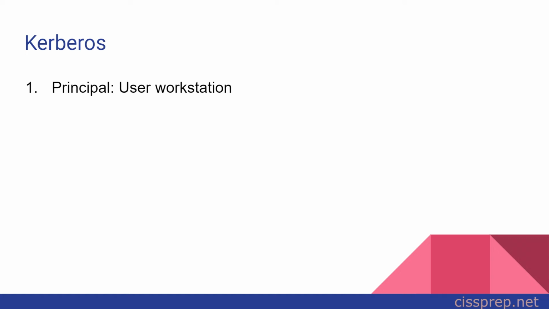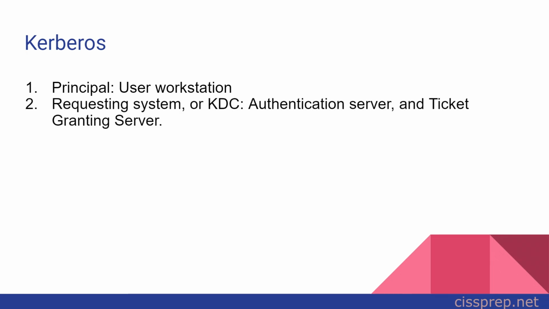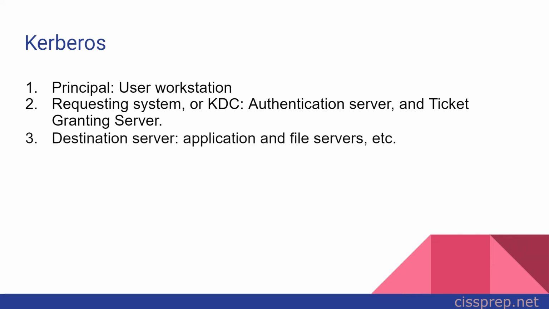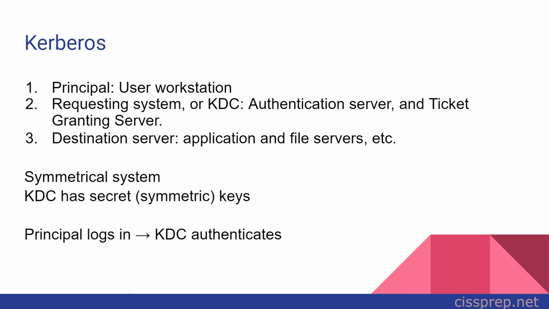The three heads are the three systems. We have the principal, we have the requesting system, which is the KDC, which has the two servers or services, the authentication service and the ticket granting service. And then we have the destination server, which is the application or file servers. Tickets are encrypted with symmetrical encryption, and the key distribution center has the symmetric keys. The way this works is that the principal or user logs into the key distribution center.